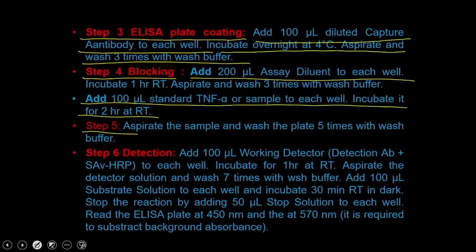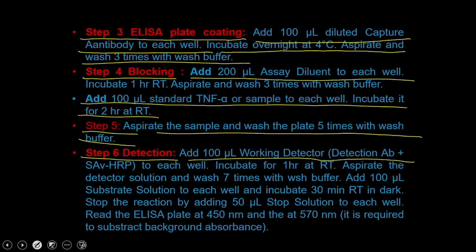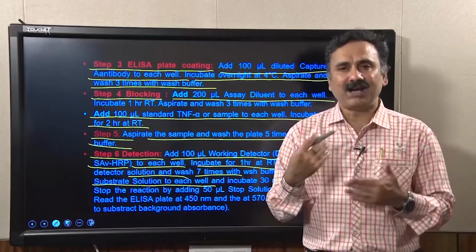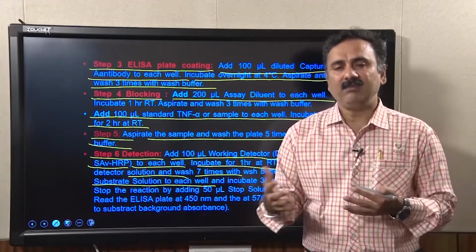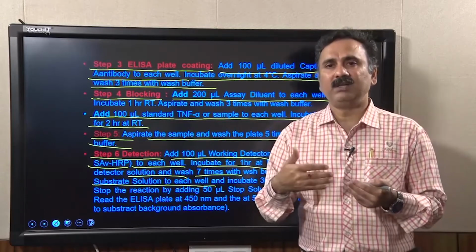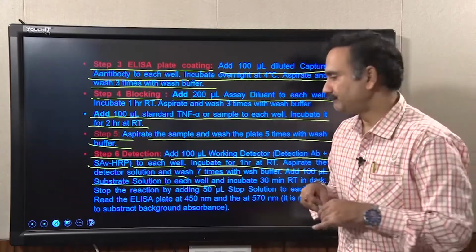Then in step 5, you aspirate the sample and wash the plate 5 times with the washing buffer, and then you do the detection. Add 100 microliter of the detector to each well. The detector is a streptavidin HRP conjugate. Incubate for 1 hour at room temperature, aspirate the detector solution, wash it, and then incubate with the substrate solution, and that is going to give you the reaction after some time, which can be read out with the help of a spectrophotometer.